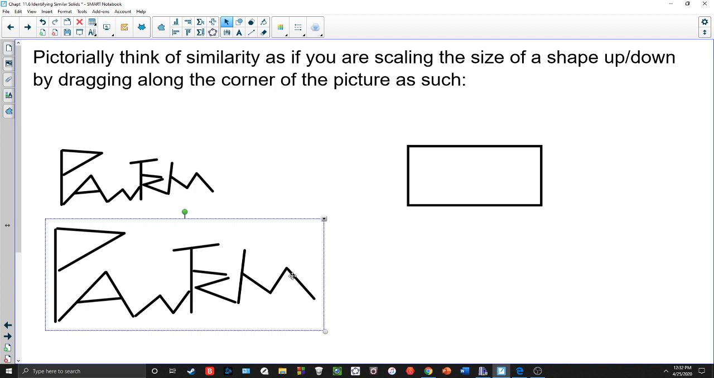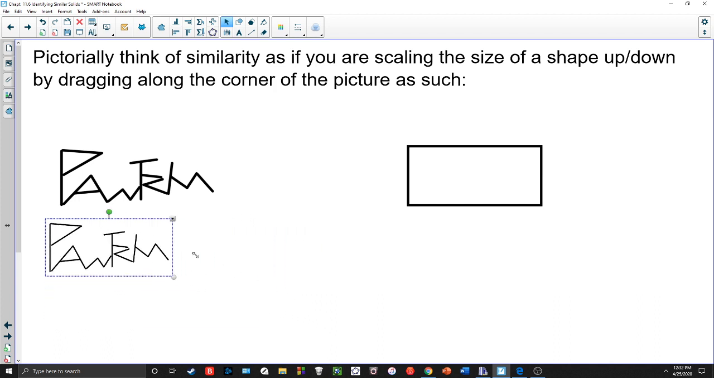Each line, each segment, is the same size multiple of its counterpart here. Each of these lines might be twice as long as they were originally, or 1.5 times as long. Or if I make it smaller, each of these lines might be half as long as what they were originally, or 1/3 as long. That's what it means to be similar: there's a common multiplier for each corresponding segment. So this line is half as long as it was originally, and this line right here is half as long as well.